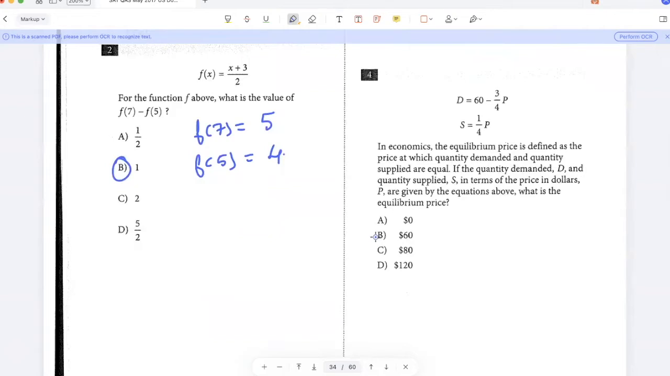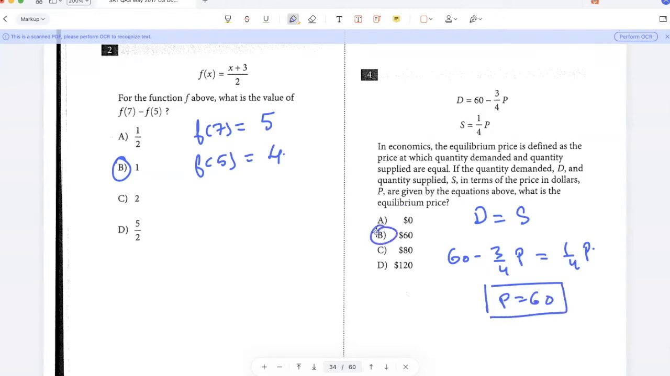In economics, the equilibrium price is defined as the price at which quantity demanded and quantity supplied are equal. If the quantity demanded D and quantity supplied S in terms of the price in dollars are given by the equation above, what is the equilibrium price? So at equilibrium price, D is equal to S. So 60 minus 3 by 4 p is 1 by 4 p. So 3 by 4 plus 1 by 4. So p is equal to 60. The equilibrium price is $60.